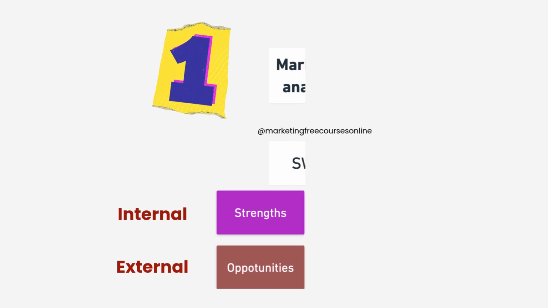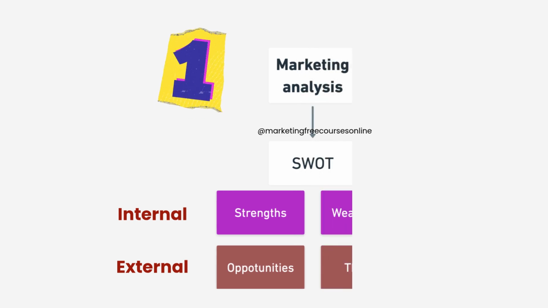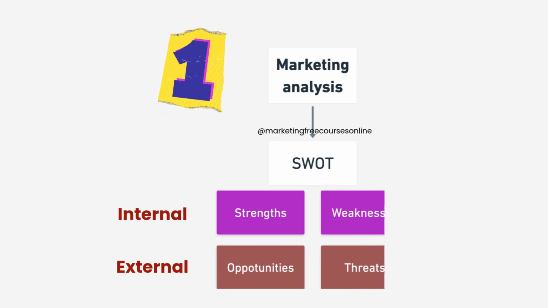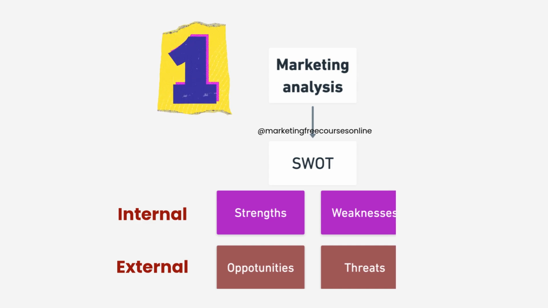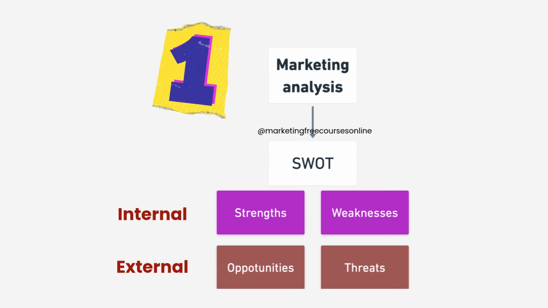Strengths, what the company does well, like Apple's strong brand and innovative products. Weaknesses, what needs improvement, like Apple's high prices that might scare some customers. Opportunities, external possibilities like growing demand for smartphones in new markets. Threats, external risks like competition from cheaper Android phones.